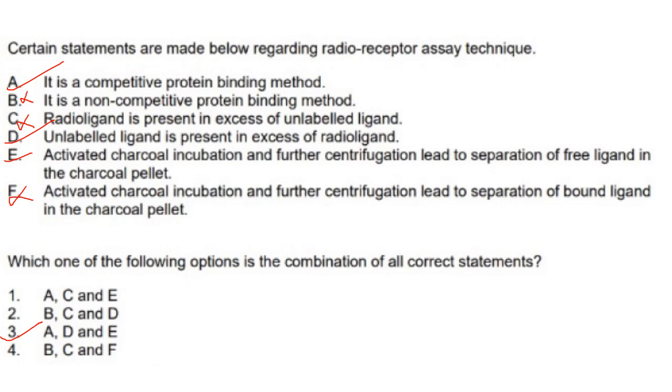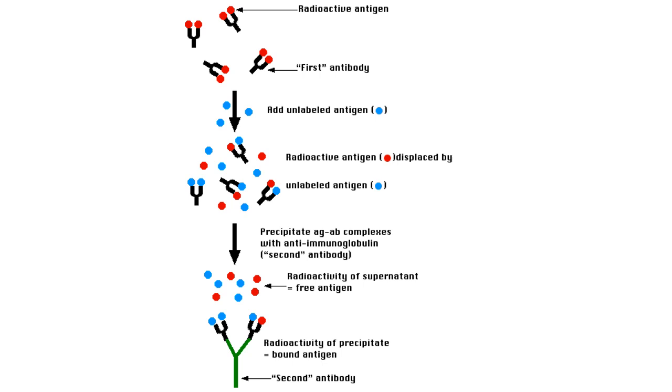Activated charcoal incubation and further centrifugation lead to separation of free ligand in the charcoal pellet. That is also correct. Activated charcoal incubation and further centrifugation lead to separation of bound ligand in the charcoal pellet. That is incorrect. Which of the following options is the combination of all correct statements? So A, D, E, that is option 3, is the answer.